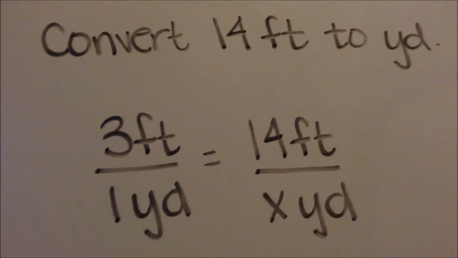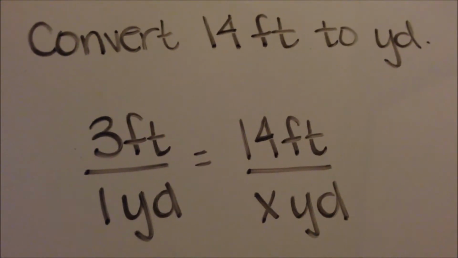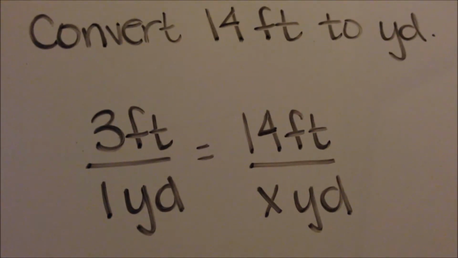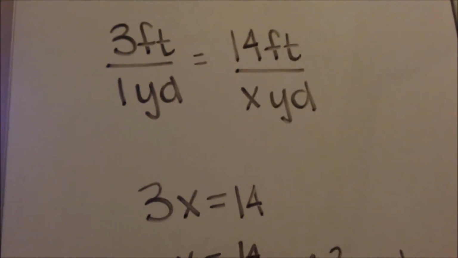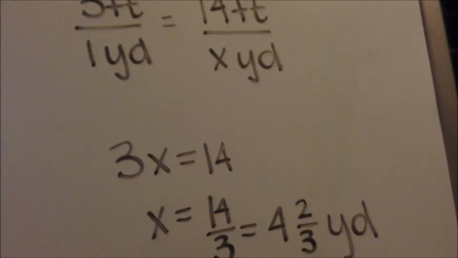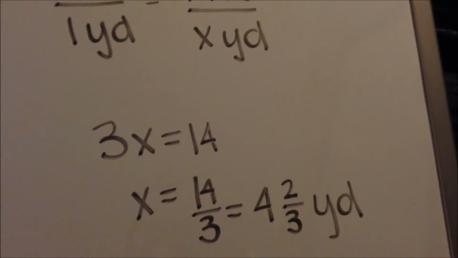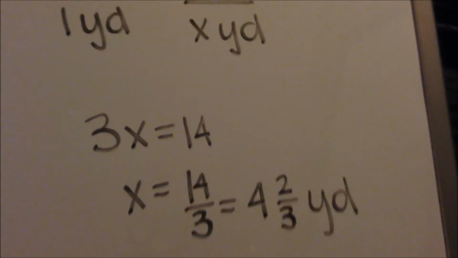Convert 14 feet to yards. We know that there are 3 feet in 1 yard, so we can set that equal to 14 feet over x yards. Cross multiply and you get 3x equals 14. Divide both sides by 3 and we get x equals 14/3, which converts to 4 2/3 yards.